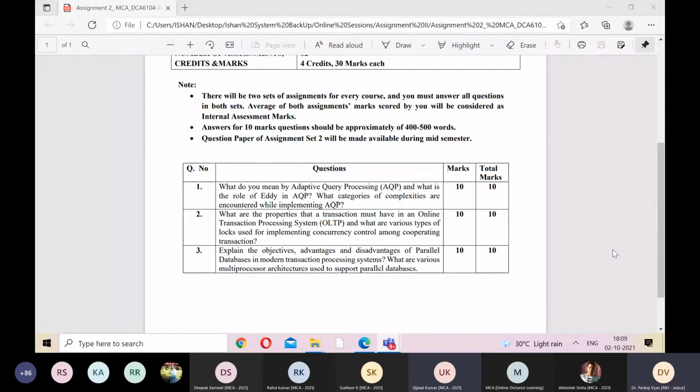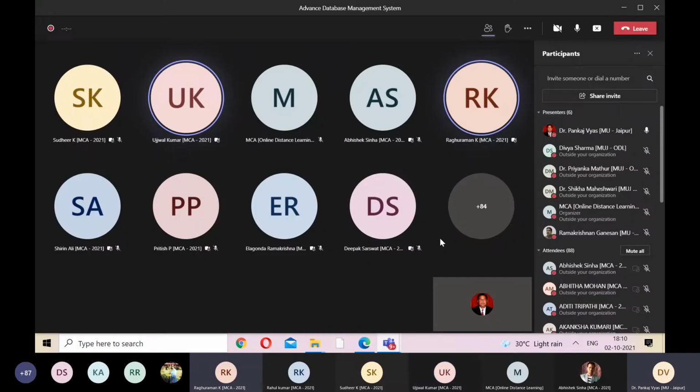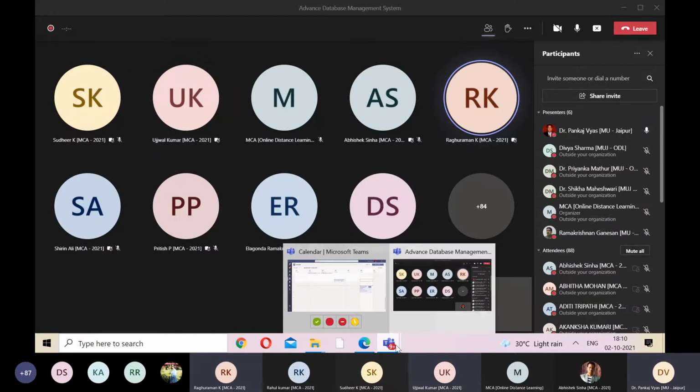Now you see here: what do you mean by adaptive query processing and what is the role of ADDIE? I already told you that ADDIE is simply a theoretical concept used to implement adaptive query processing. Now, what are the properties that a transaction must have in an online transaction processing system? There are only 4 properties, the ACID properties, that I have already explained during one of my previous lectures.